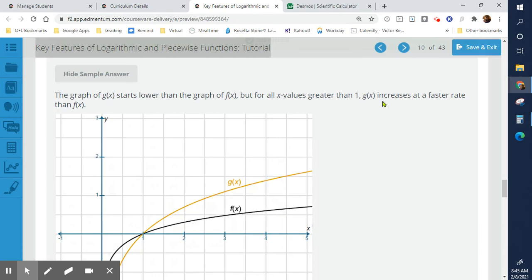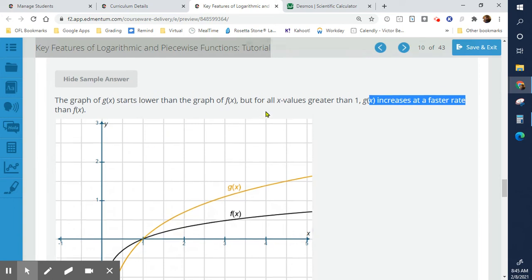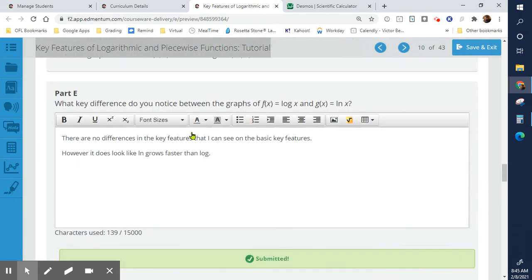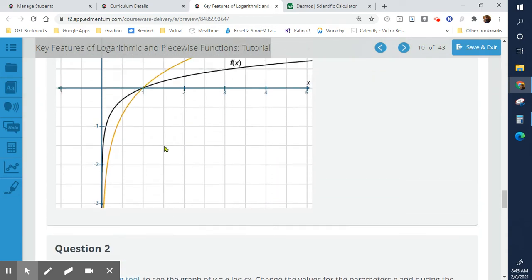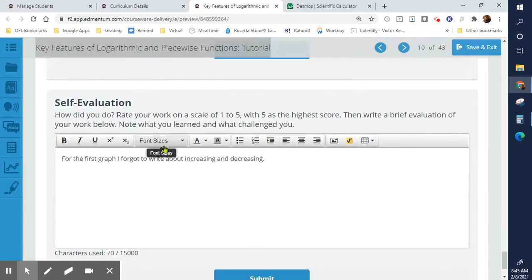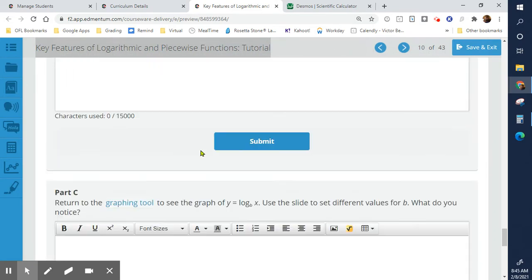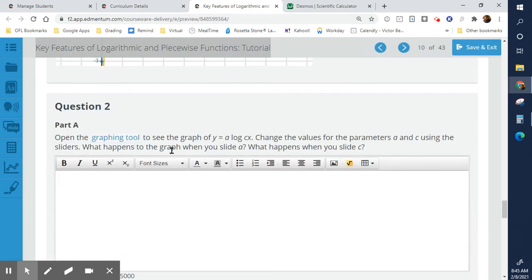So this is what it's talking about here. The growth rate is different. So most of the key features, the graph starts lower, and the other key features are the same. It's just the rate of growth. So you can definitely talk about that. For the second graph, I should have talked more about the rate of growth.